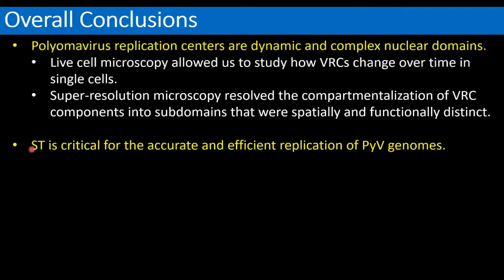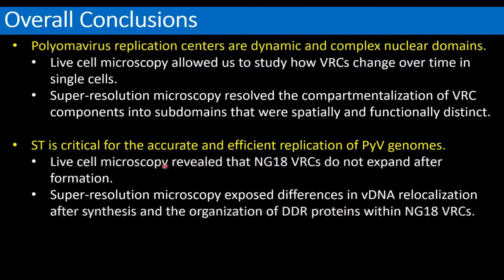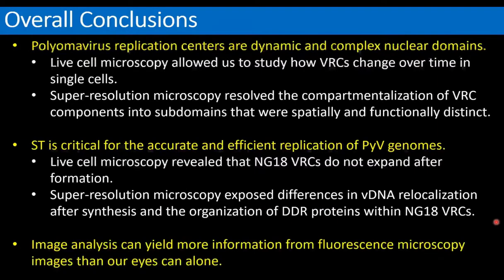Small T antigen is critical for the accurate and efficient replication of polyomavirus genomes. We showed by live cell microscopy that NG18 VRCs do not expand after formation, and super resolution microscopy exposed differences in viral DNA relocalization after synthesis and the organization of DDR proteins within NG18 VRCs. Finally, image analysis can yield more information from fluorescence microscopy images than our eyes can alone.